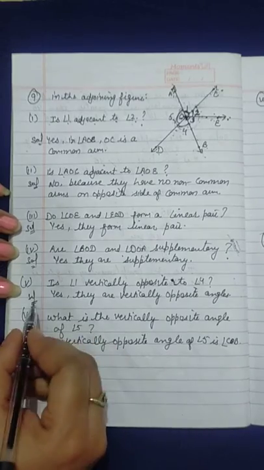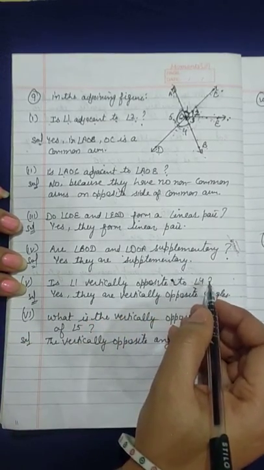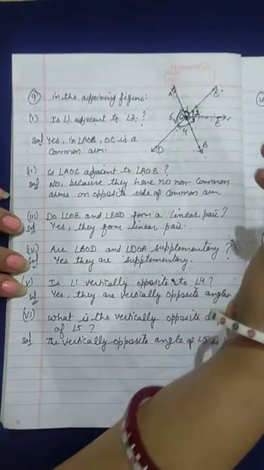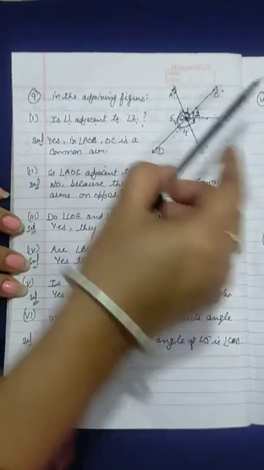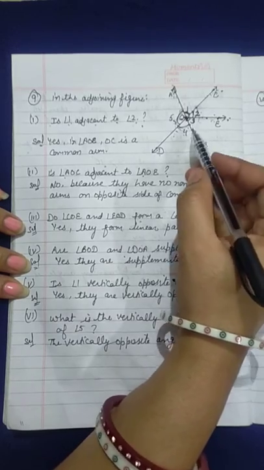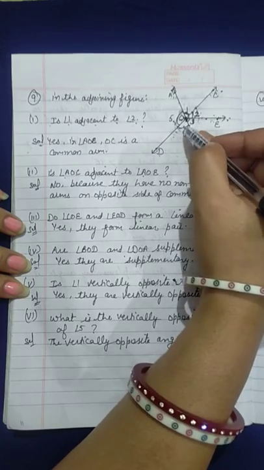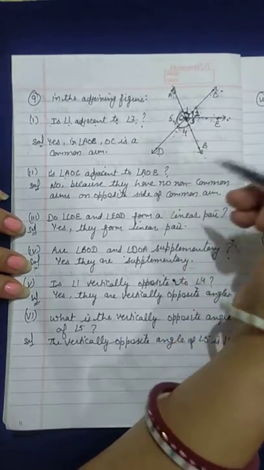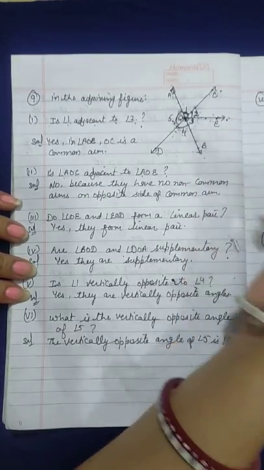In the next part, we have: is angle 1 vertically opposite to angle 4? For vertically opposite angles we need two intersecting lines. See here AB and CD. This angle is angle 1 and this angle is 4. These lines intersect at point O, and angle 1 equals 4 because both are vertically opposite angles. So yes, both are vertically opposite angles.